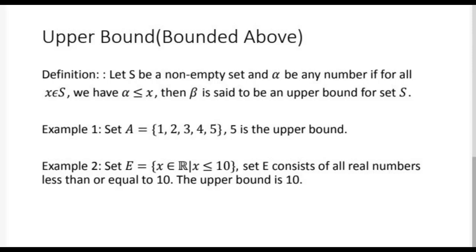Example 2. Now let's take another set, which we'll call E. This set is defined as the set of all real numbers x, such that x is less than or equal to 10. In words, this means the set E includes every real number from negative infinity up to 10, including 10 itself, since 10 is the largest value that any number in this set can be. We say that 10 is the upper bound of the set E. An upper bound is any number that is greater than or equal to every element in a set. It helps us understand the maximum limit of the values in that set.